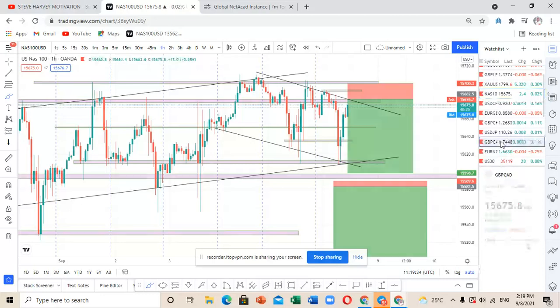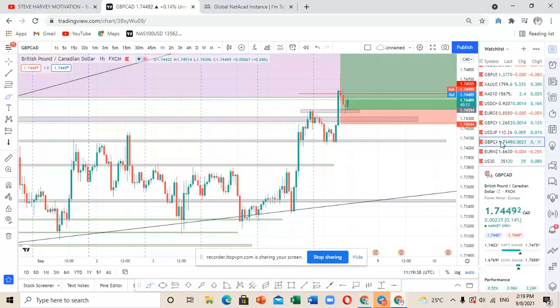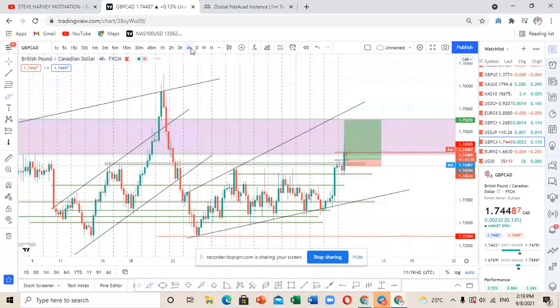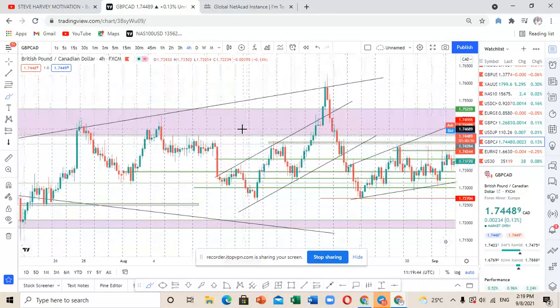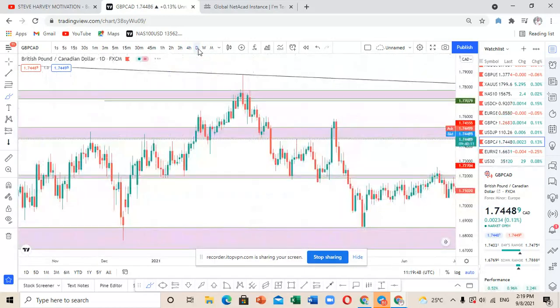So I'd like us to finish off with the GBP card. Now, for the case of GBP card, we have been experiencing a lot of upward trends. So let me start from the daily time frame.